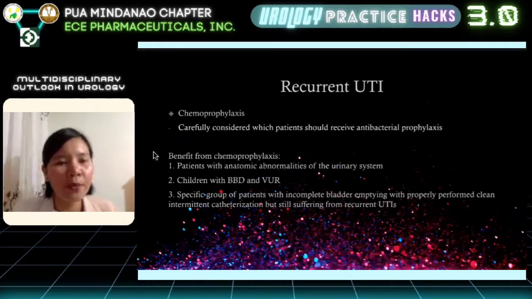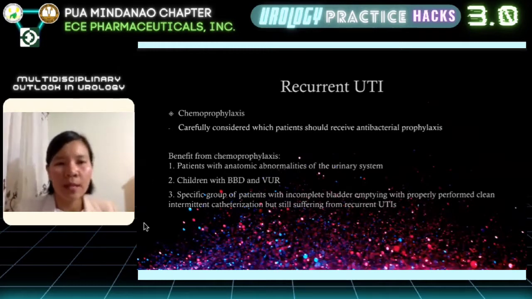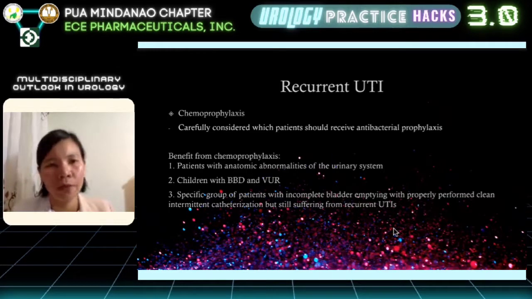So who will benefit from chemoprophylaxis? Those are children with anatomic abnormalities of the urinary tract system, children with BBD and VUR, and the specific group of patients with incomplete bladder emptying who have properly performed clean intermittent catheterization but still suffer from recurrent UTI.